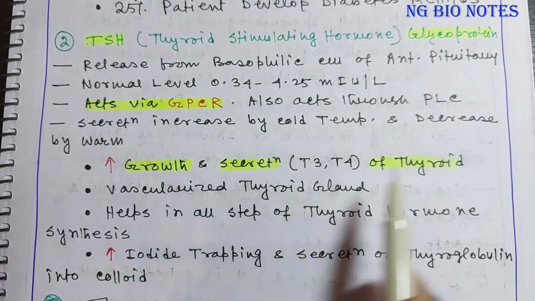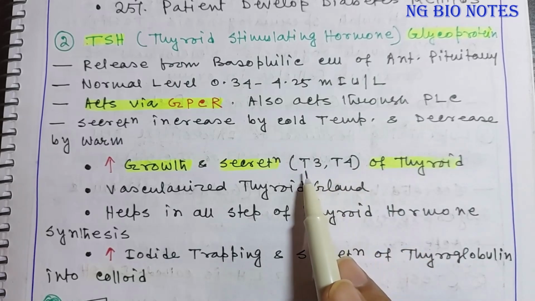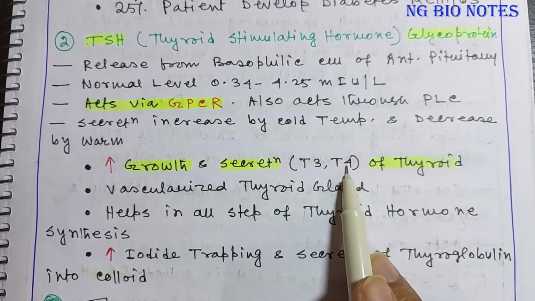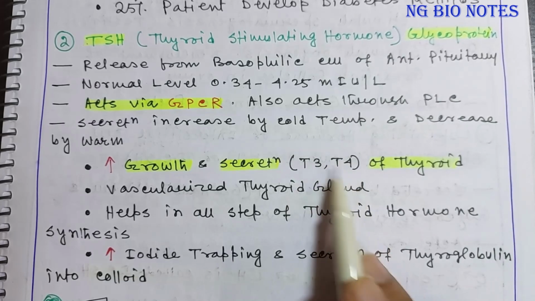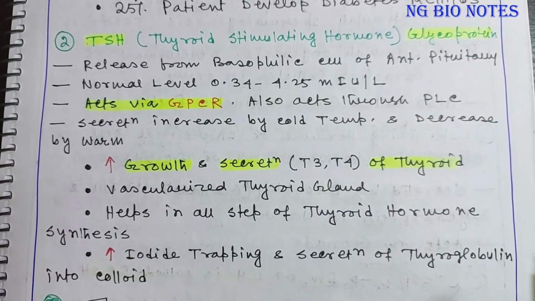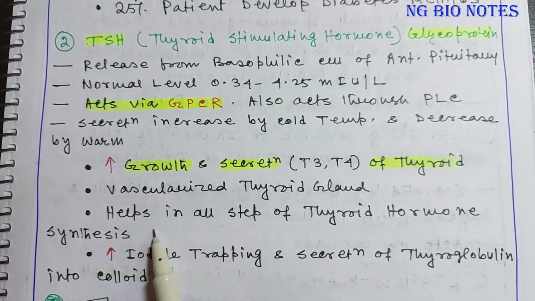Increase growth and secretion of the thyroid gland, and you know the thyroid gland secretes two important hormones, T3 or triiodothyronine and T4 or tetraiodothyronine. So this T3 and T4 are secreted from the thyroid gland by stimulation of thyroid stimulating hormone, and this thyroid stimulating hormone also vascularizes the thyroid gland and helps in all steps of thyroid hormone synthesis, and the iodine trapping, increasing iodine trapping and secretion of thyroglobulin into the colloid.